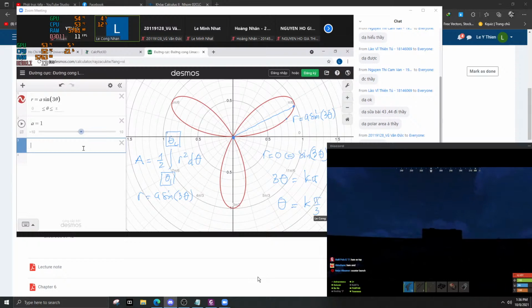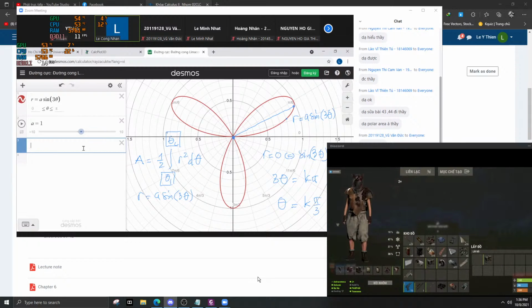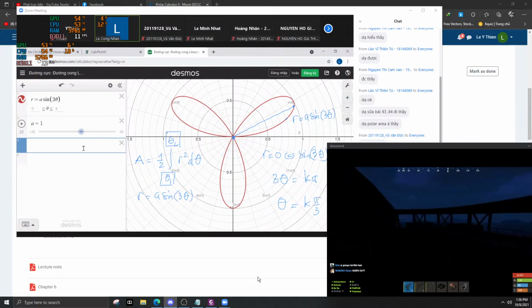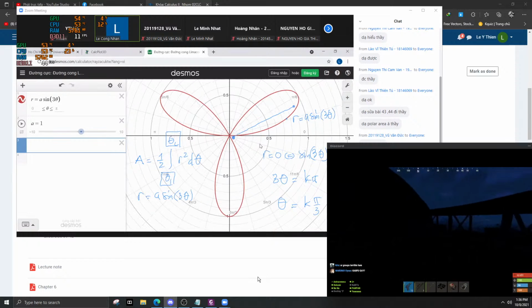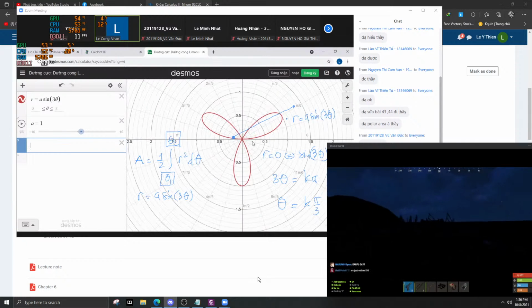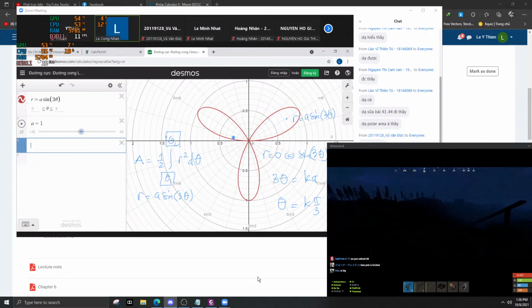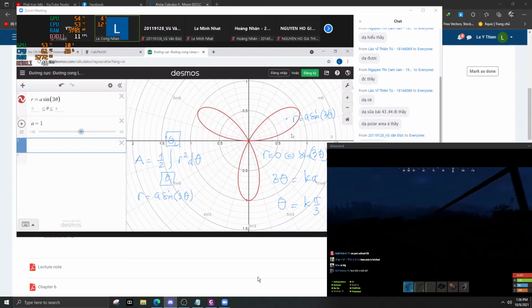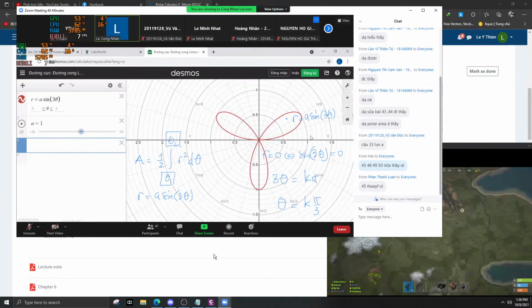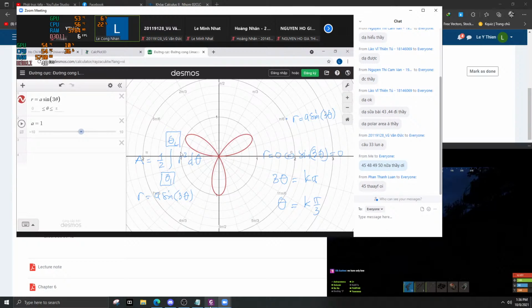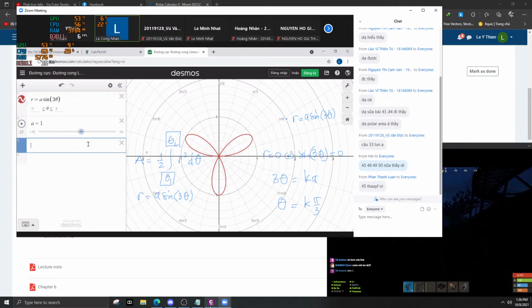So if we choose k equals 0, we get 0, and if we choose k equals 1, we get pi over 3. What about theta equal 0? Theta equal 0 is the polar axis. And theta equal pi over 3 is this line. So we can find theta 1 and theta 2, and therefore we can write down the integral to compute the area of this one.